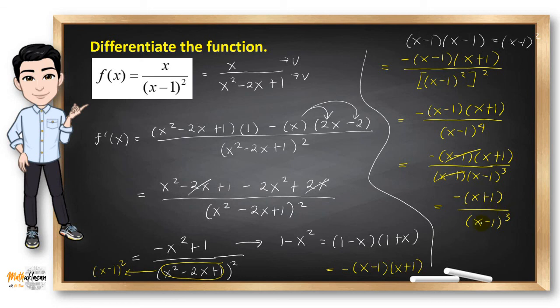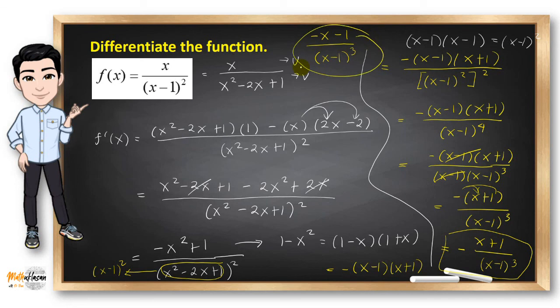So pwede nyo i-distribute yung negative dyan or pwedeng hindi. Ibig kong sabihin, pwede yung negative, lagay nyo na lang sa unahan, pero lagay nyo dapat sa gitna along the fraction bar, tapos x plus 1 dito. Ayan, x plus 1 dito over x minus 1 cube. Ayan, pwedeng ganyan. Or pwede rin naman na i-distribute nyo yung negative. Kasi ako nilagay ko siya along the fraction bar, di ba? Ngayon, pwede nyo i-distribute yung negative. Ito magiging, dito na lang sa taas, magiging negative x minus 1. Ayan. All over x minus 1 cube. So, ito yung alternative na sagot natin.